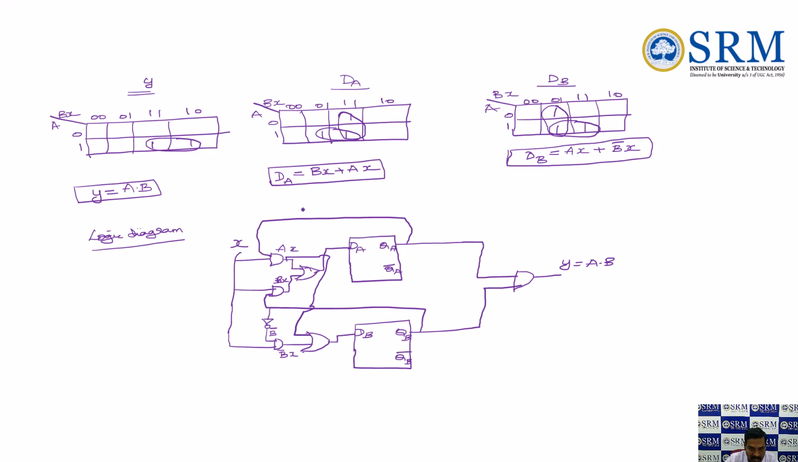One thing was missed here: I missed the clock pulse. The clock pulse is a must. I'm designing for a synchronous clock pulse, so you need to give the clock pulse, right? So the first flip-flop was implemented, as well as the second flip-flop. This was my output, Y is equal to A dot B.